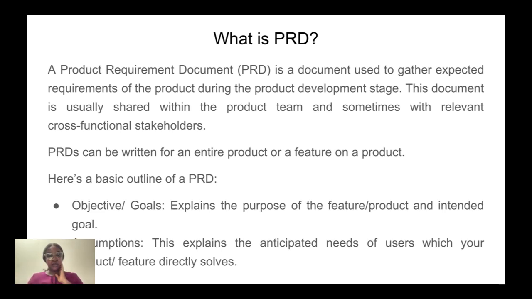PRD is product requirement document, and it is a document used to gather expected requirements of the product during the product development stage. This document is usually shared within the product team and sometimes with relevant cross-functional stakeholders. And if you remember in week one, we discussed the makeup of the core product team, and then there are other cross-functional stakeholders like customer success, sales, finance, even the CEO that the product manager will interface with. And depending on the nature of the feature, these other stakeholders will take a look at your PRD.